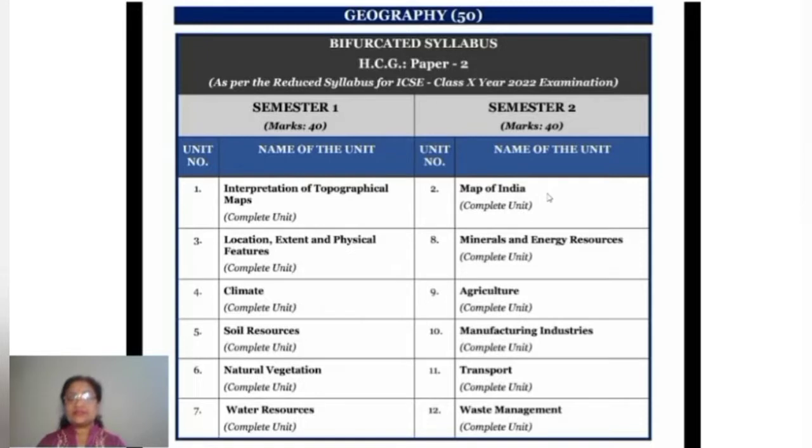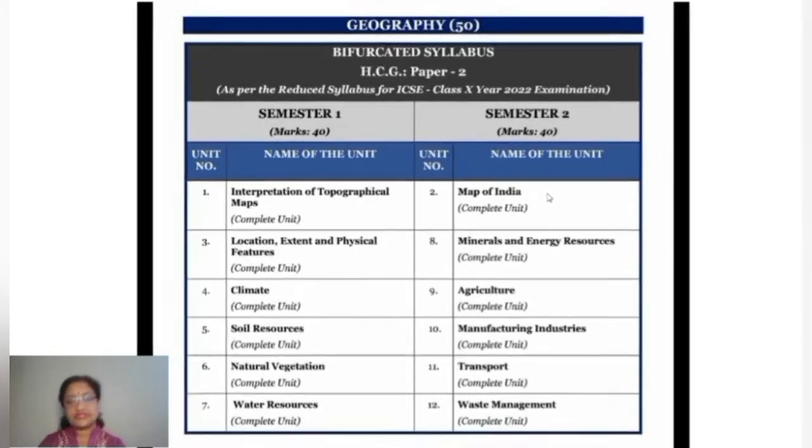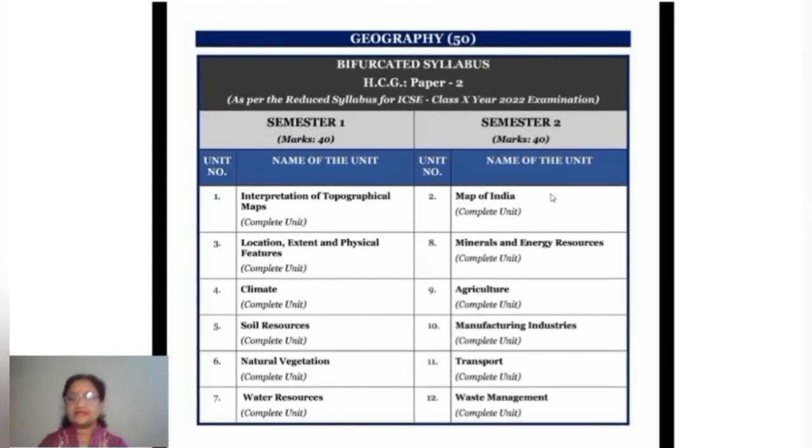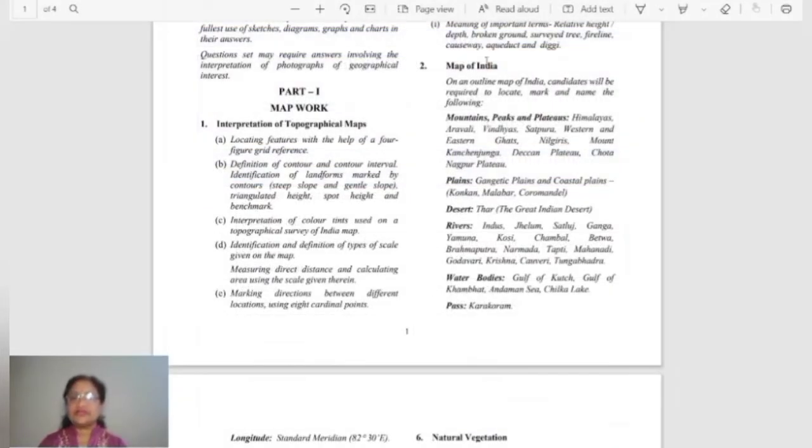Now let's go through the reduced syllabus of each one of these units. Just have a check: what is the reduced syllabus we have to follow? Now children, the first thing you can see here, the map of India. In the map of India, first of all, the mountains, peaks and plateaus are there.